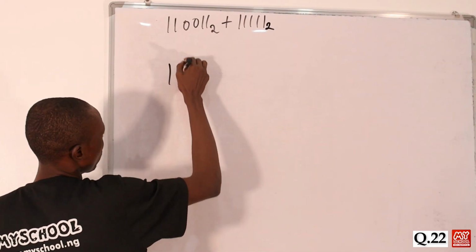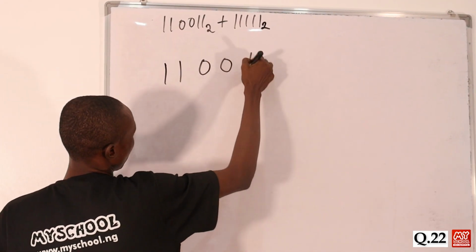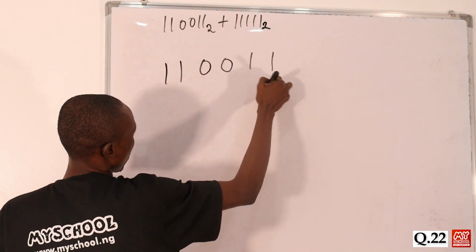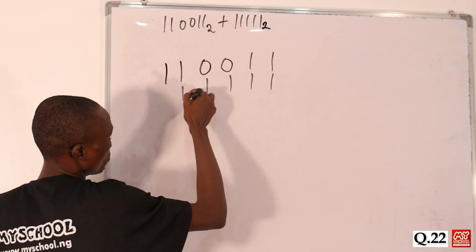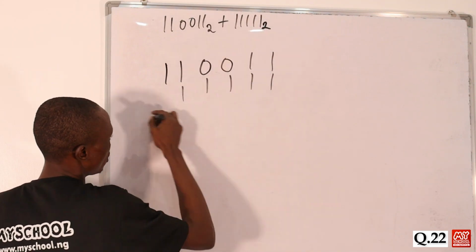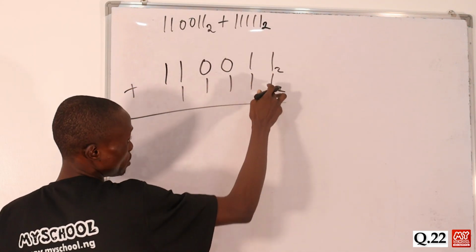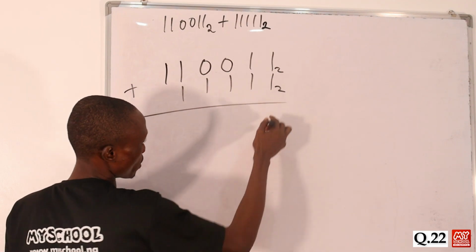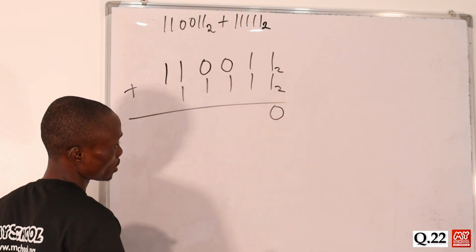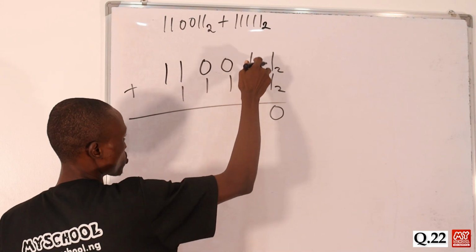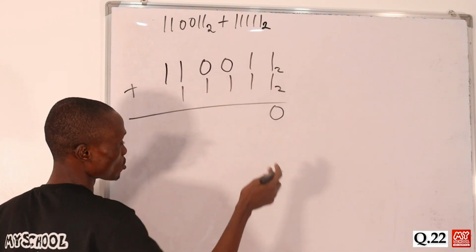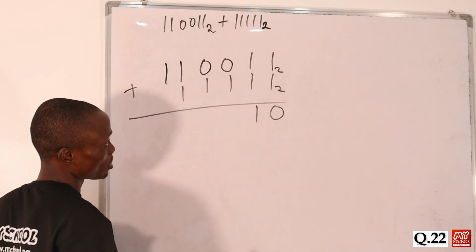So here we'll be having 110011. Then we'll bring this 111111 because we have 6 ones here. So we add, everything is in base 2. So 1 plus 1 in base 2 is actually 10. So we write down 0 and carry 1. So if we add 1 plus 1 plus that 1, we'll be having 11. So we write down 1 and carry 1.